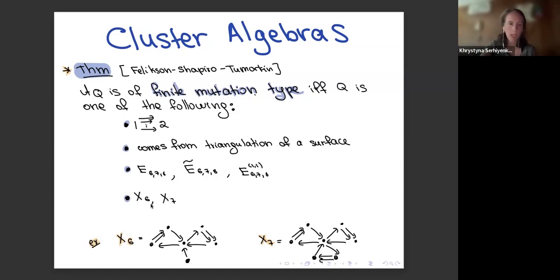And then in their classification, they also come up with these somehow new, strange quivers, X6 and X7, which are still finite mutation type, which are not one of the above and haven't really appeared anywhere else in the literature that they saw. If you're curious, they're not that scary looking. This is X6 and this is X7. They're indeed of finite mutation type, but none of the techniques from before really work for them. One should think of them as exceptional. If you want to show something holds for finite mutation type quivers, these you would usually treat separately.